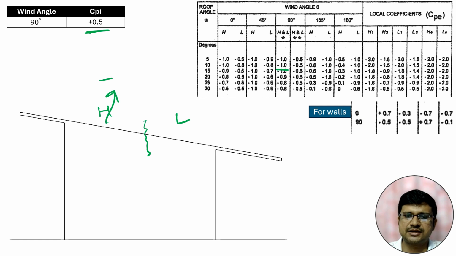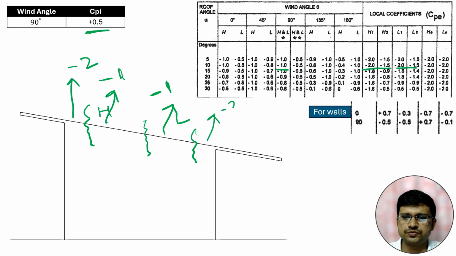So here we will consider -1 CP, here also -1. The local coefficient, how much? It will be -2 here, and here also -2. For H it will be -2, for L also it will be -2. And in the overhanging portion, it is the same as the adjoining portion, so it will be -2, and also -2.